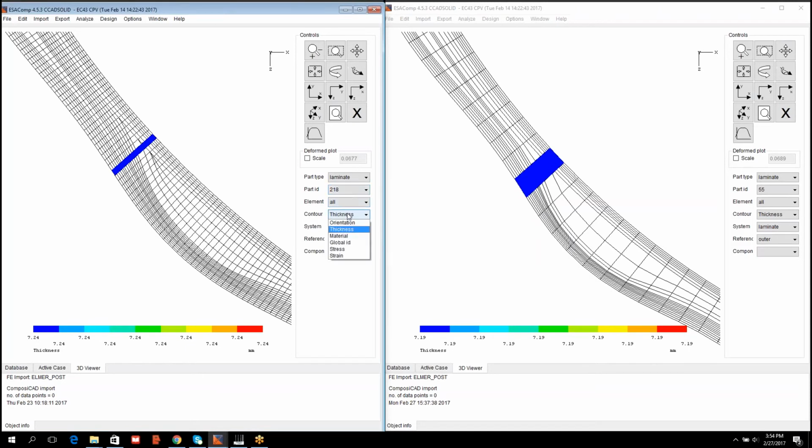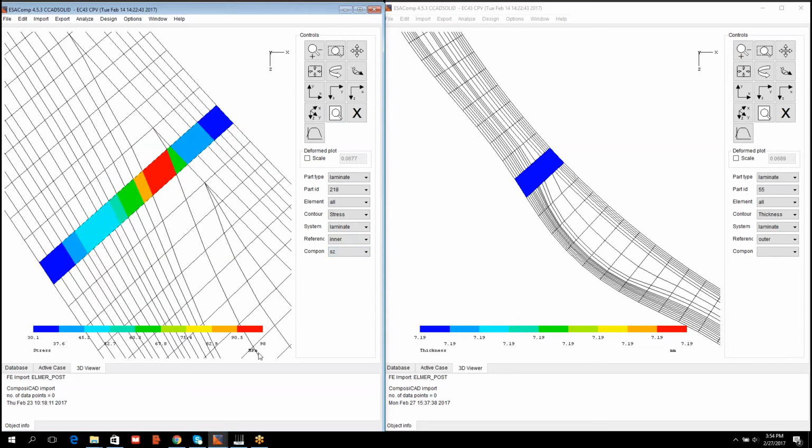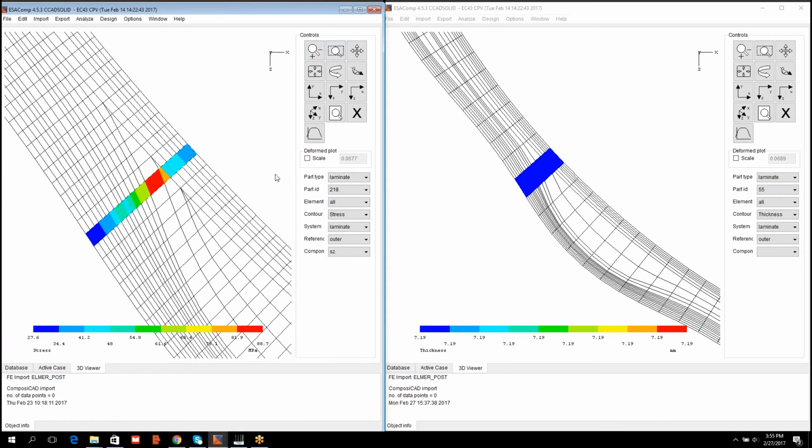Now I look at the stress results in the laminate coordinate system, inner surface, in Z direction, and 98 MPa is the stress level. Inner surface, outer surface 89 MPa. So the stress gradient over the bottom and top surfaces of the element is now much lower, and these results here can be considered more reliable.